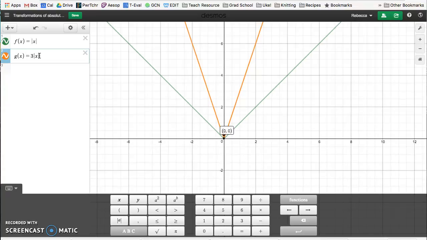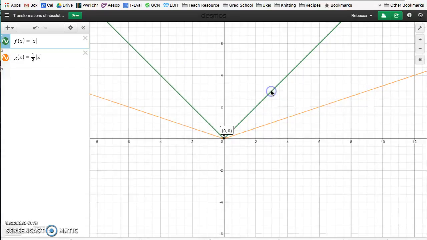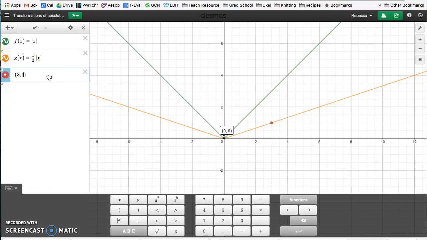If I were to multiply by a third, instead of multiplying by 3, it's going to take all the y values and cut them into 3 pieces. So whereas before I had the point 3, 3, it's going to take the y value, divide it by 3, and I'm going to have the point 3, 1. It's not letting me highlight. Here, I can type that in. 3, 1. And there it is.